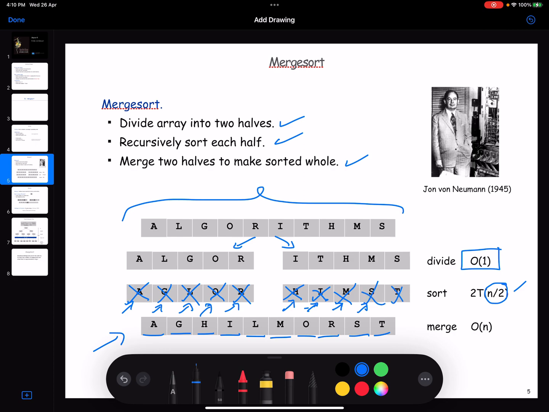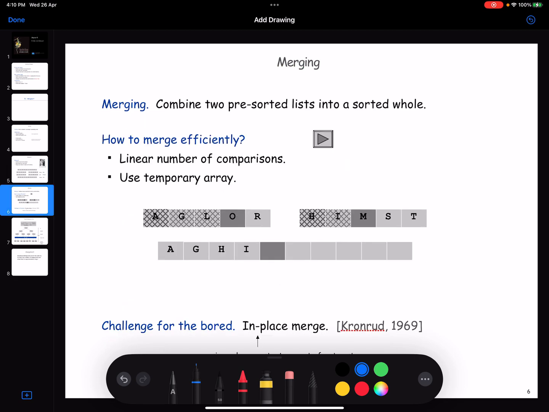So this merge operation takes big O of N, because for every character here, you just do one comparison, right? So that's why we have n characters. So you have big O of n comparisons to merge using this merging algorithm, using the pointers. And now, combining how to merge efficiently, we have a linear number of comparisons, big O of n, as we saw. Okay. And we use the techniques that we explained before.